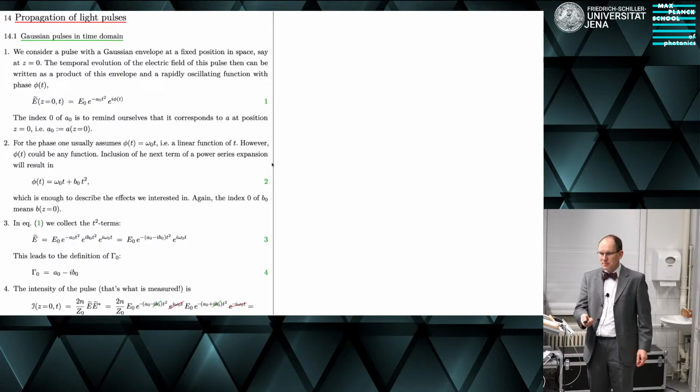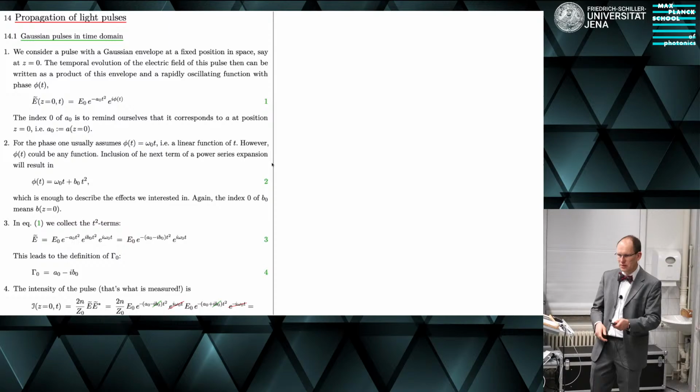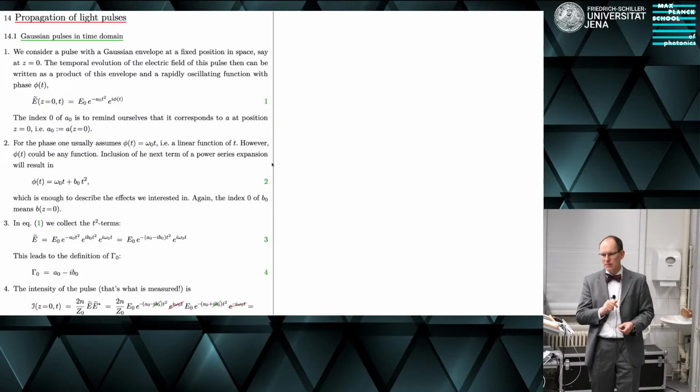So we define a Gaussian pulse as you see here. This is the envelope, and you see this A naught is inversely proportional to the width of this pulse. A square is also in between. So the larger A naught, the narrower the pulse. One other important thing throughout this chapter is whenever you see an index naught, it indicates that we mean at position z equal to zero.